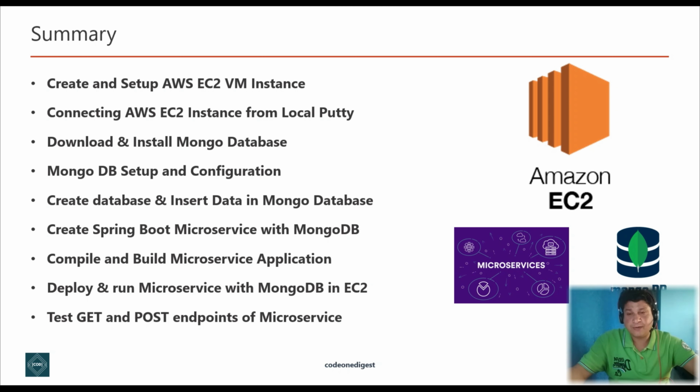Then I showed you my microservice application with controller, business, and repository layers with a configuration file, right? And then we compiled and built our application. We created a jar file out of it. Then we deployed that jar file. We uploaded the jar file to an S3 bucket and then we copied it from the S3 bucket to the EC2 instance. We started our microservice along with MongoDB and we tested the get and post contract, right?